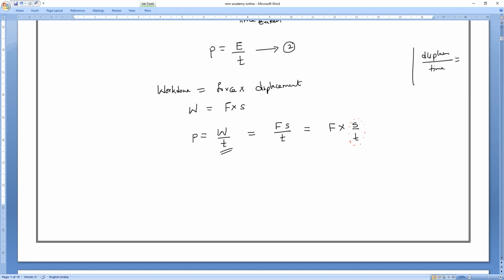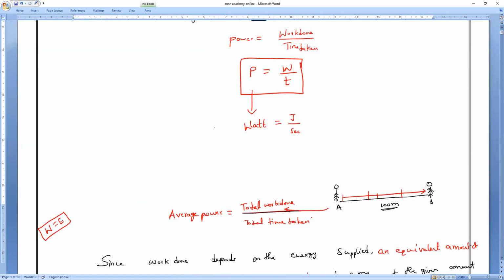Now, displacement by time is equal to something. Can you tell me from the first chapter? Displacement by time, or distance by time, is equal to something. Anybody? Sir, velocity. Speed or velocity. That is what I wanted. So, in place of displacement by time, I will write force into velocity. So this is another formula for power. Please note it. This is formula number 3, this is formula number 2, and power equals W by T is formula number 1. So, power formulas. I hope all clear, everybody.